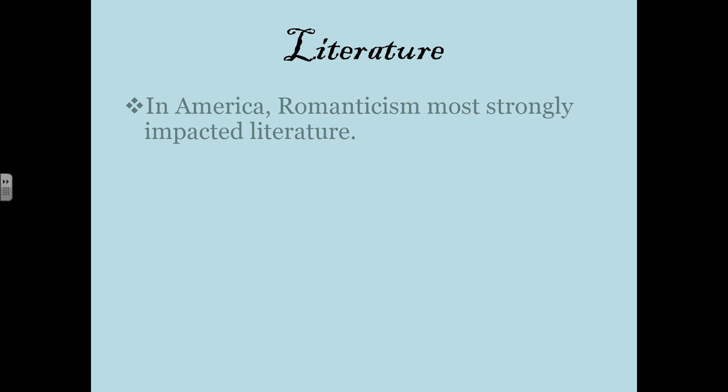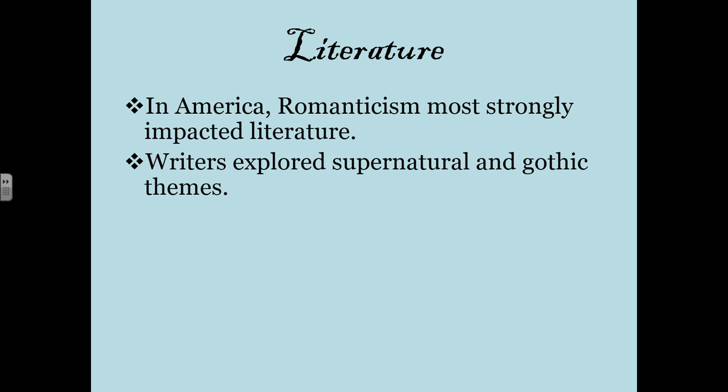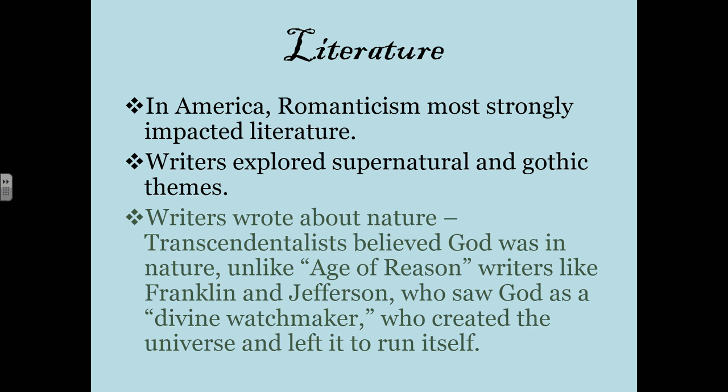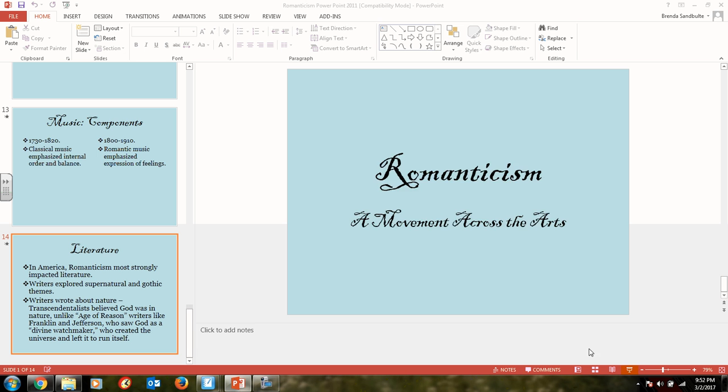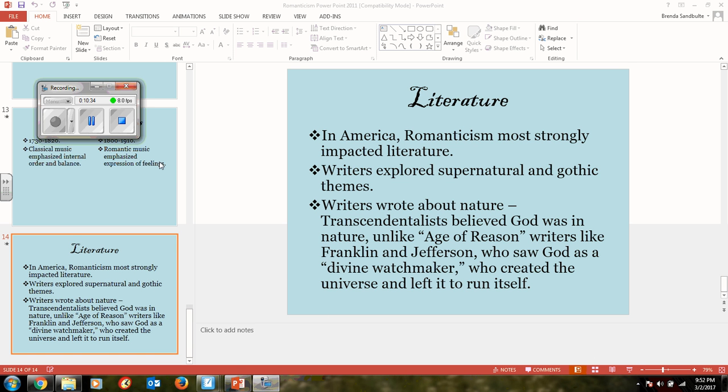And again, we don't need all of this here. Okay. So in America, Romanticism was the strongest in literature. It wasn't as strong in music or art. And in America, we loved the idea of supernatural and Gothic themes. And this is where Transcendentalists showed up. And that concludes our study here. And so what I would like you to do now is to use that information that we have and apply it to The Highwayman.